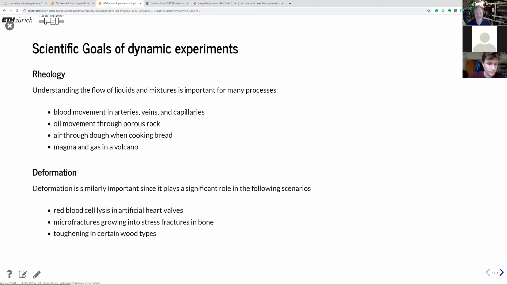Other things would be deformation. So how are the blood cells deformed? Could also look at microfractures, stretch fractures in bone, or a project that I'm involved in is looking at the self-healing properties of asphalt. And then also seeing what's happening in different wood types when they are loaded, or in some way compression, pulling, or something like that.